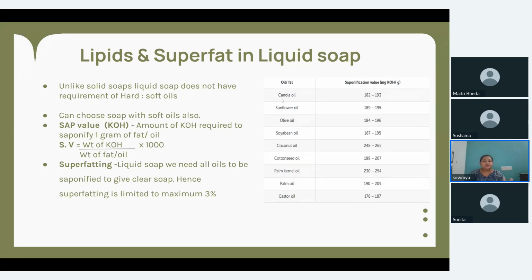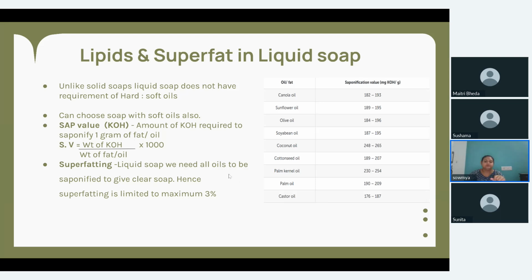So what does saponification value mean? It is how much potassium hydroxide is required to saponify 1 gram of oil or fat. This is how you calculate the saponification value: the weight of potassium hydroxide divided by the weight of fat or oil, times 1000, will give you the saponification value.